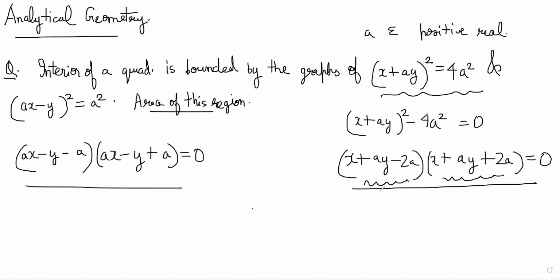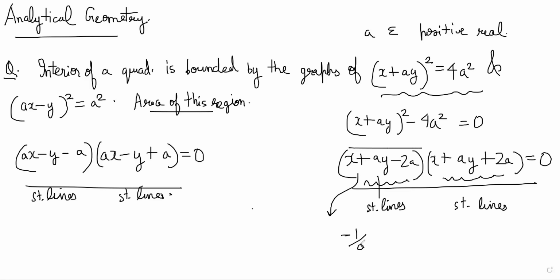So these are all straight lines, right? If we draw the figure, we'll get 4 straight lines, and hopefully they will make a quadrilateral or something. So we'll see. The slope of this line, if you think about it, is minus 1 by a, right? And this line's slope is also the same. It's two parallel lines here, right?